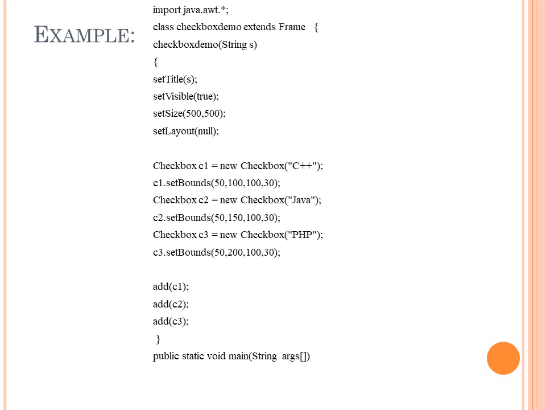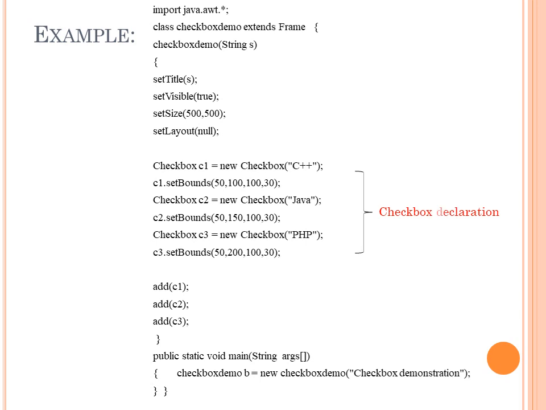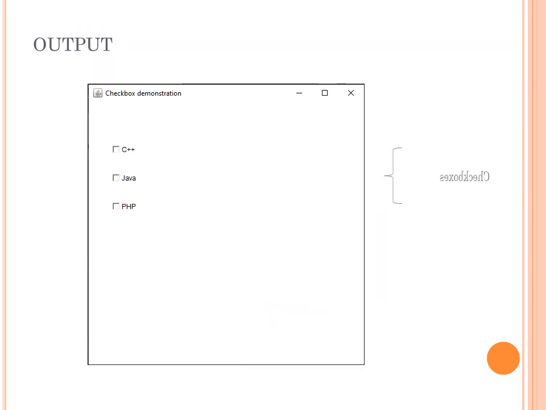Now we need to declare the main class, that is in your public static void main. There CheckboxDemo with an object b is equal to new CheckboxDemo, and the title that we are giving over here is checkbox demonstration. So we will see what will be the output of this program. So this will be your output of the program, where you can see there are 3 labels C++, Java and PHP with a checkbox alongside it.